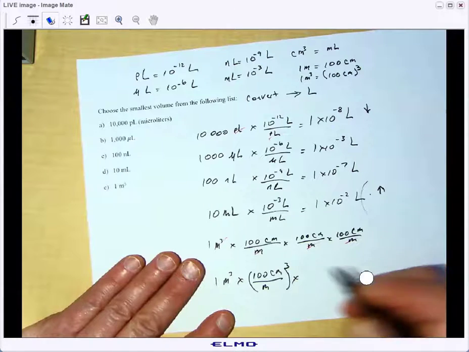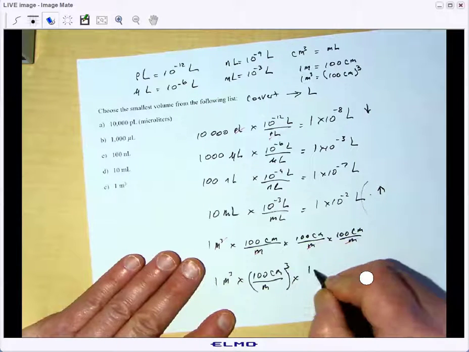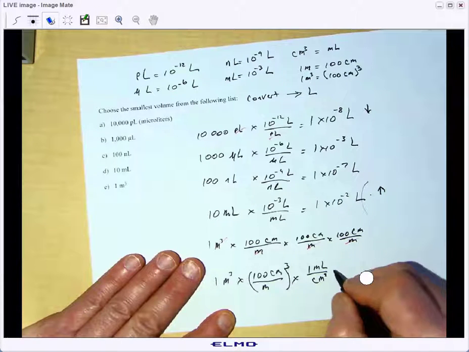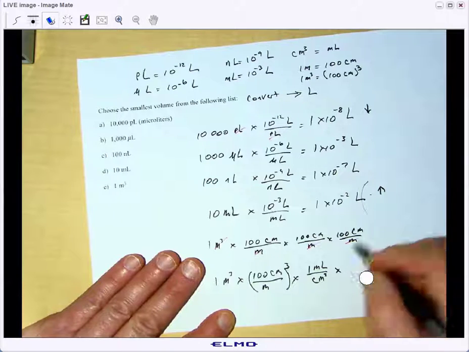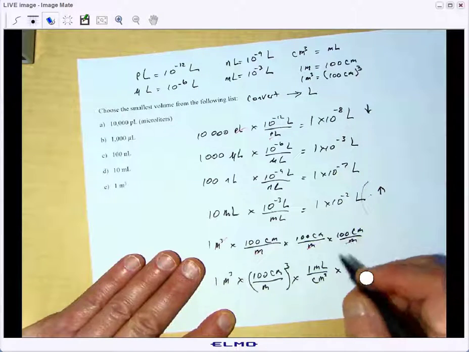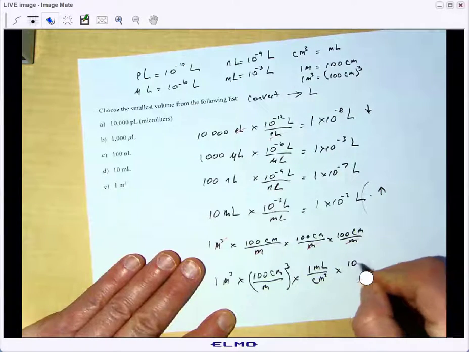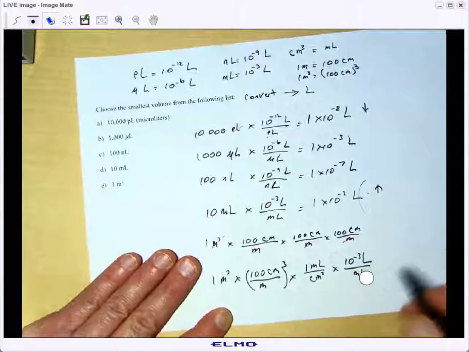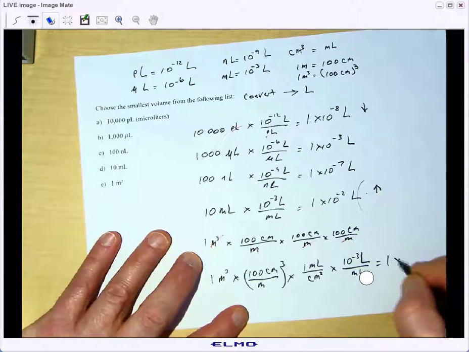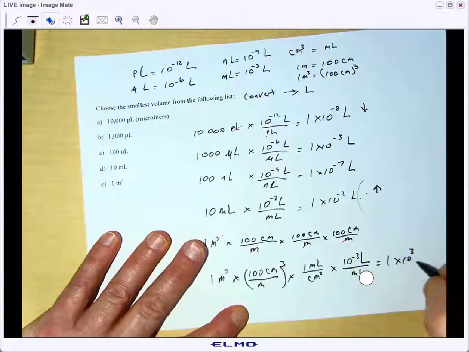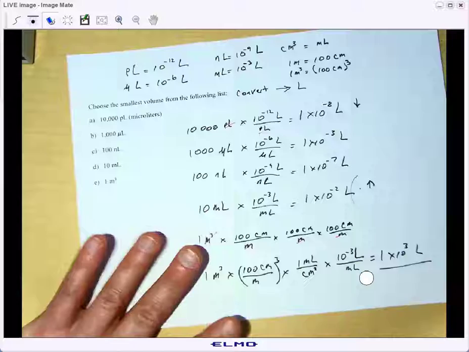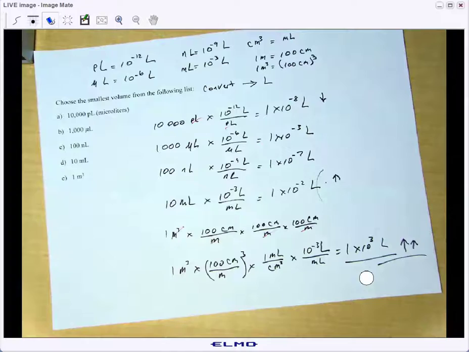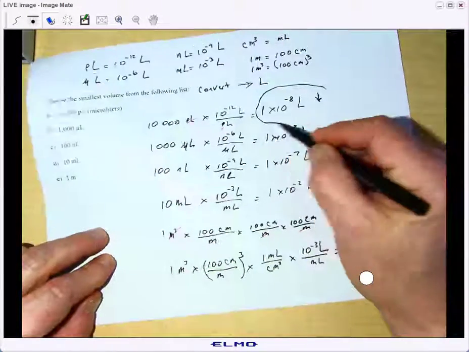Now we're going to convert from cubic centimeters to mils, so that would be 1 ml per cubic centimeter. And then we want to convert from mils to liters, so we know that there are 10 to the negative 3 liters per mil, right? So the answer here is 1 times 10 to the positive 3 liters. So this is a huge volume, right? Huge volume. And then the smallest volume here is definitely this one here.